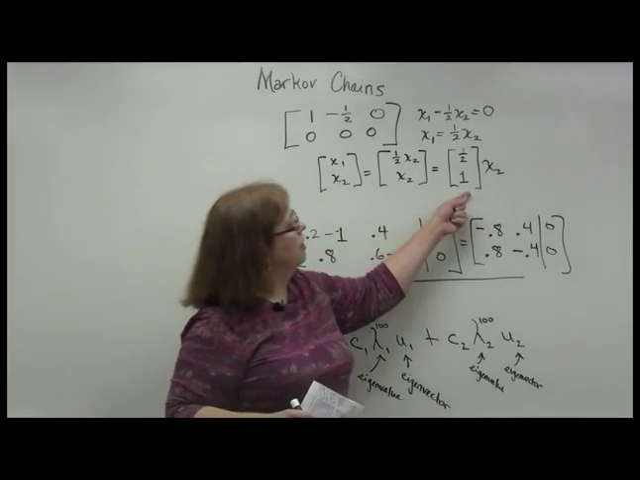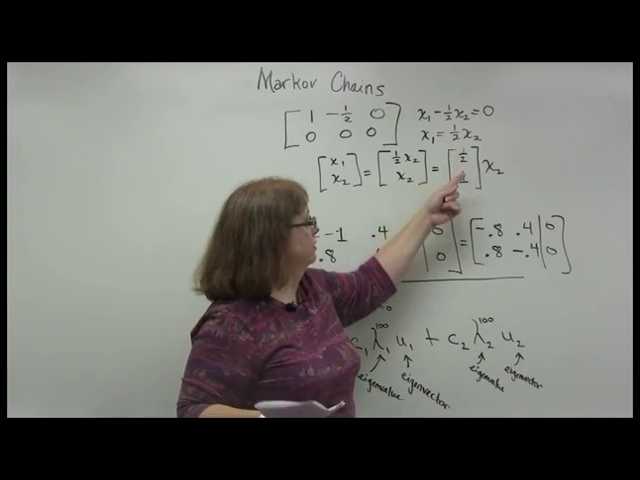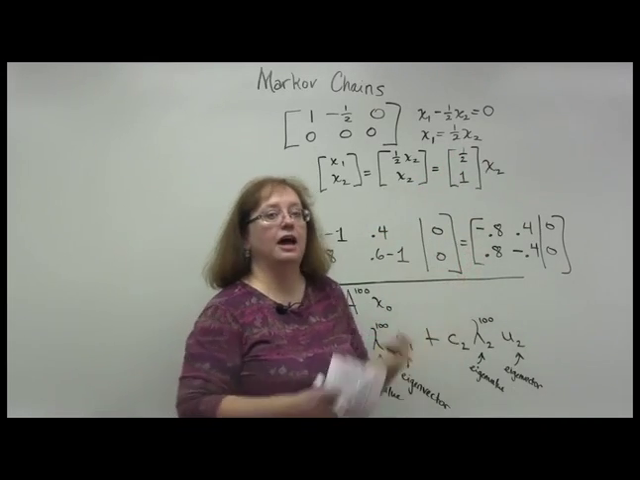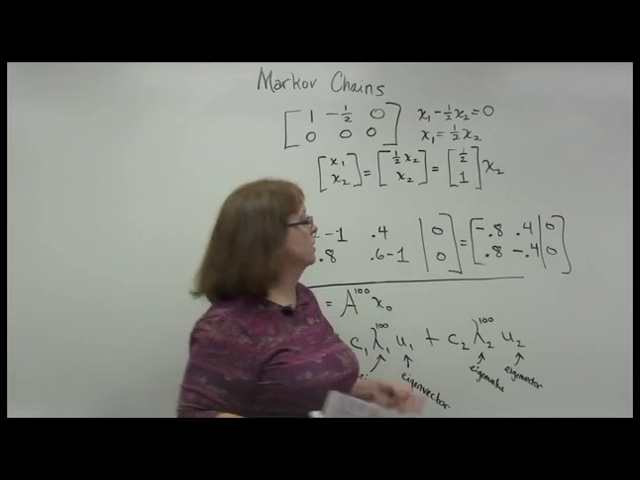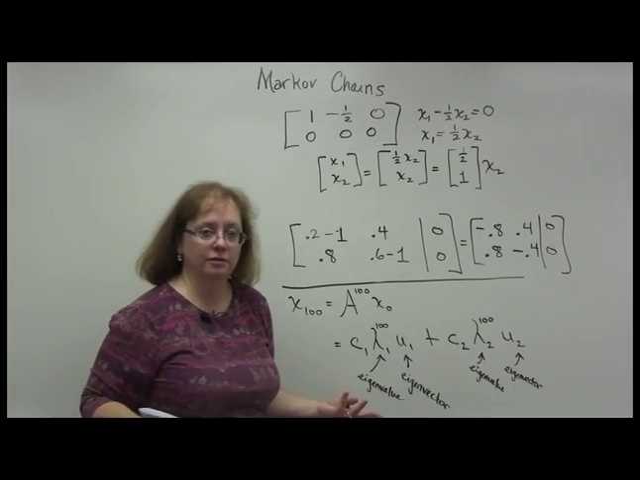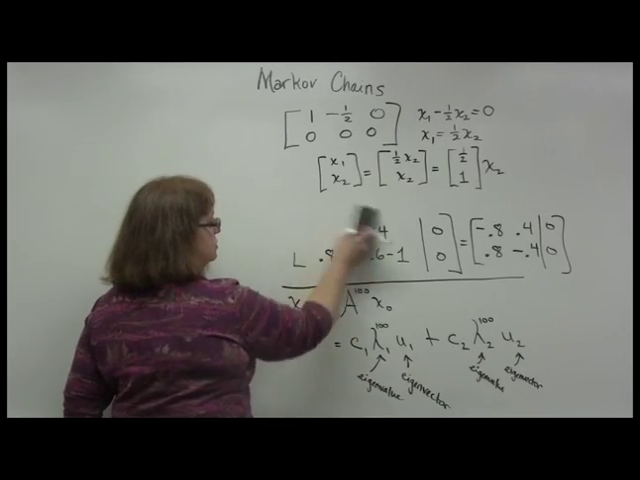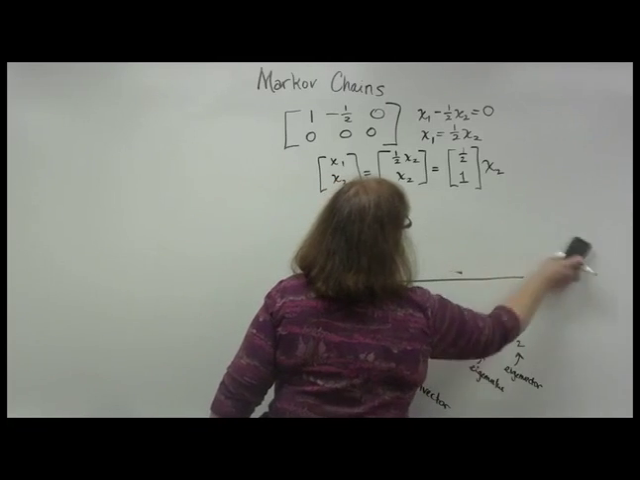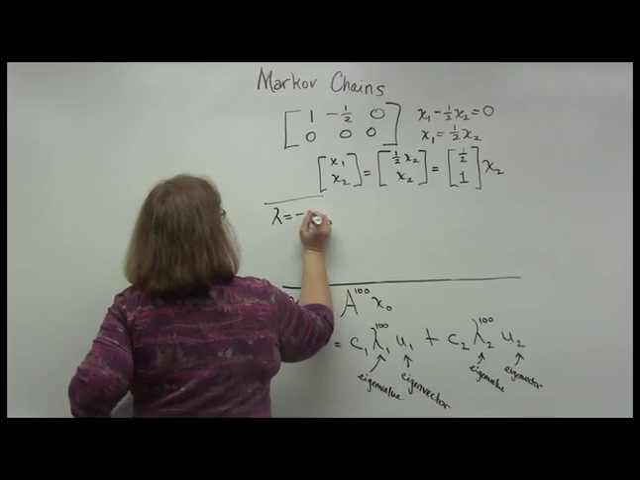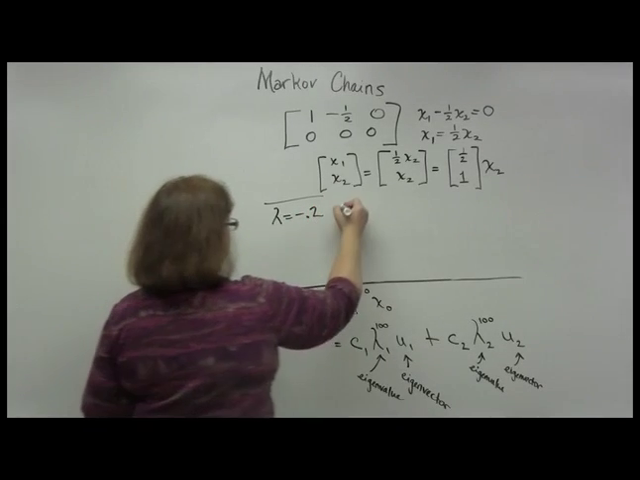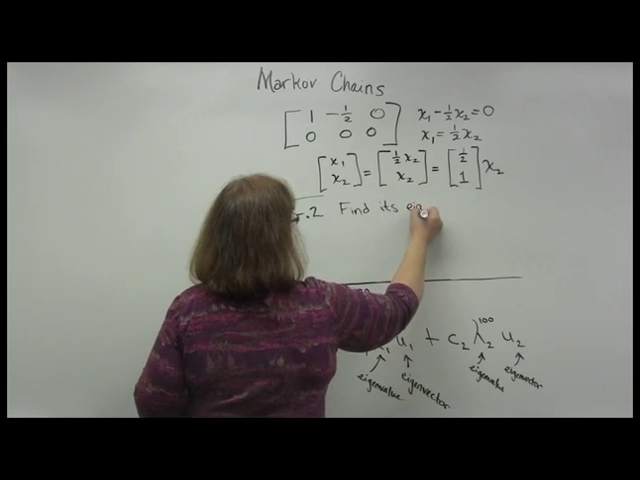Okay, I can pick anything I want. I could pick 1/2, 1. That would be fine. I could pick 1, 2. I could pick 5, 10. I could pick anything that's a multiple of 1, 2 other than 0, 0. Okay, so I'm just going to go with 1/2, 1. Why not? That's what we got. Okay, now I need to find the eigenvectors that correspond to the other eigenvalue. So now let's use lambda is negative 0.2, and let's find its eigenvectors.